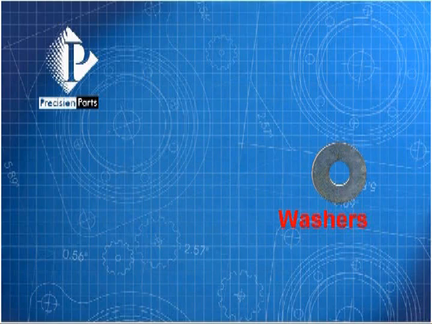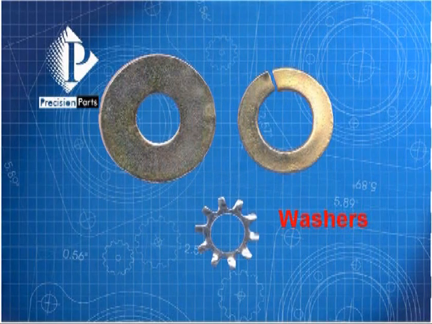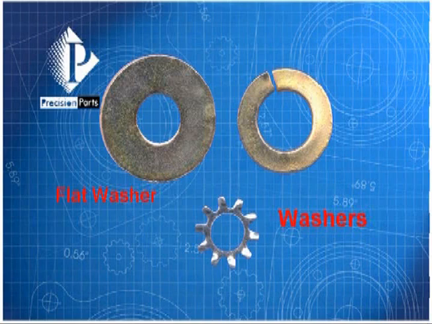The next fastener we will examine is the washer. Washers are used along with bolts, screws, and nuts to create good fastening systems. The three types of washers you will encounter most often at PPR are the flat washer, the lock washer, and the star washer.